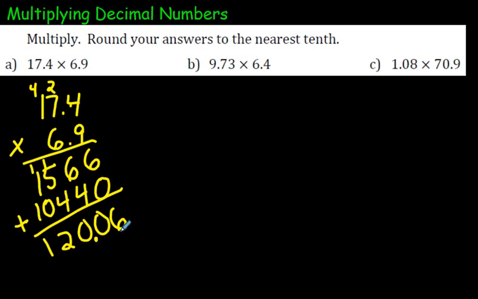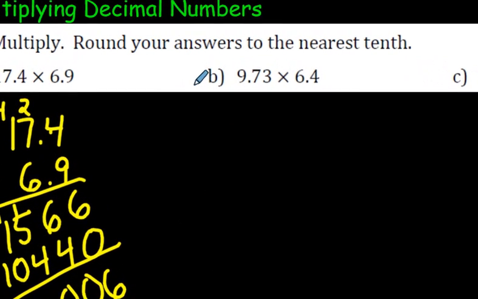120.06. Now the question says to round to the nearest tenth, and the nearest tenth is this spot right here. This is the tenth spot. Does that 0 stay a 0 or does it become a 1? Well, you look to the right of it and we see a 6 there. That is powerful enough to make this 0 become a 1. So the final answer would be 120.1. Okay, that would be our final answer.